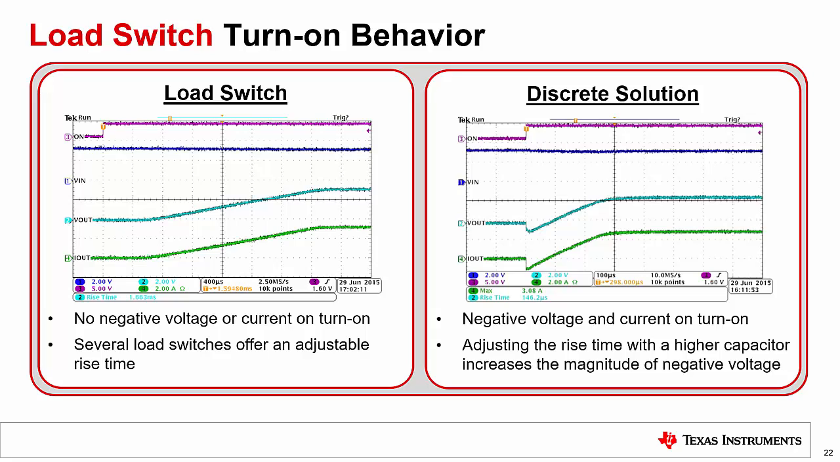Taking a look at the load switch turn-on behavior on the left, the load switch is able to control the output voltage and current, allowing both to ramp up linearly. Compared to the PMOS solution discussed earlier, this solution does not have any negative output voltage. Some load switches even provide an adjustable rise time with an external capacitor.